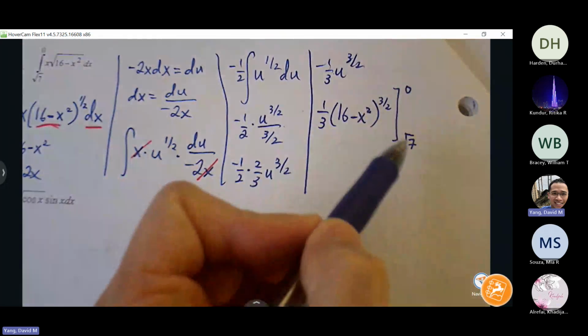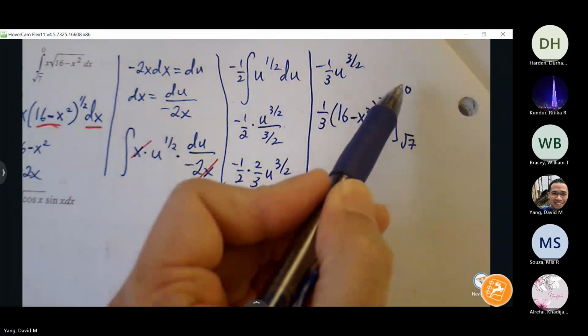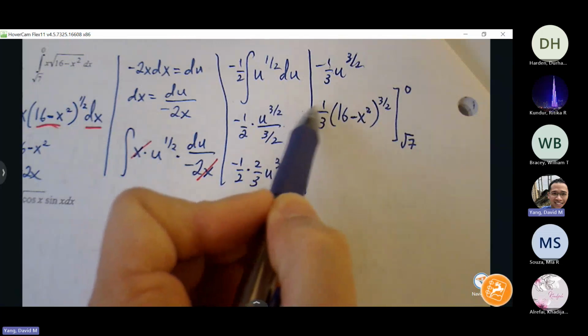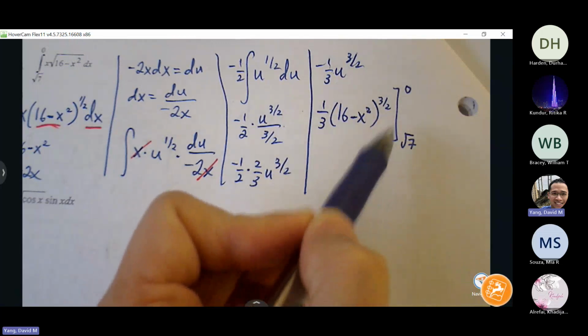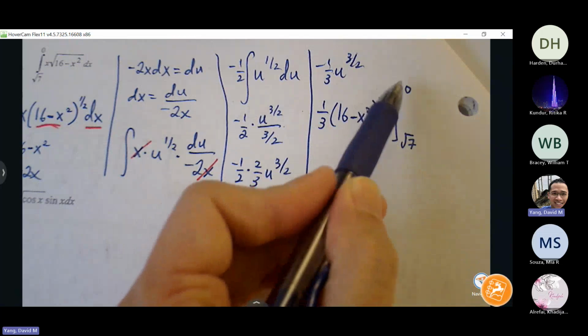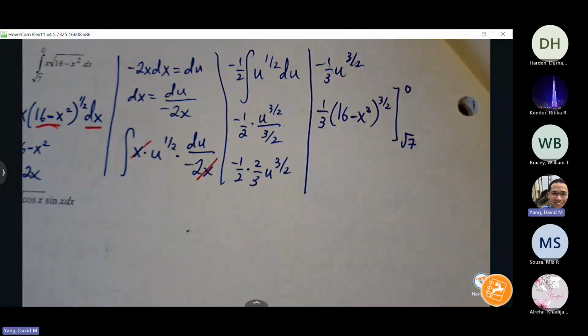I mean, if you want, you can change the bounds. You just have to make sure you pull a negative outside. But I just feel like that's additional work. Just leave the bounds alone and just plug in as you normally would. Okay. Everything will work out the way it's supposed to.